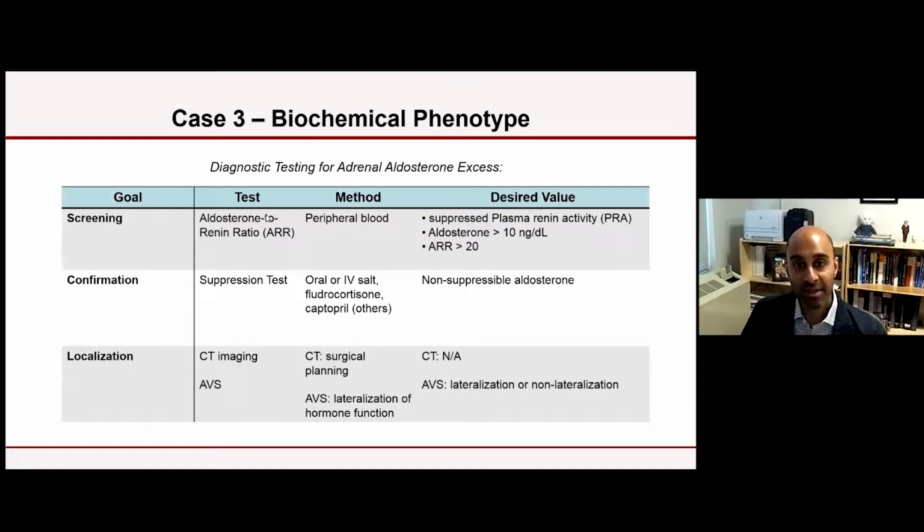The goal for you is to screen the right patients, make sure you try to screen as much as possible, and then interpret the testing correctly so that you don't exclude true cases.